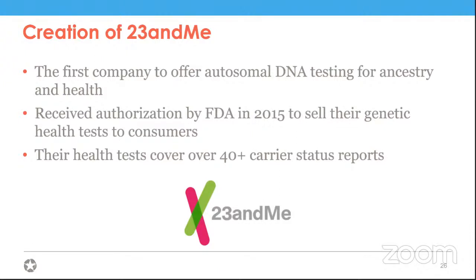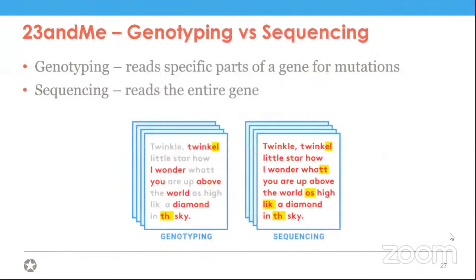However, that changed in 2015 when 23andMe was finally authorized by the FDA to sell their genetic health tests. As of now, 23andMe offers 2 tests, Ancestry and Health, each at different price points. Their health tests cost about $199 and cover over 40 carrier status reports.